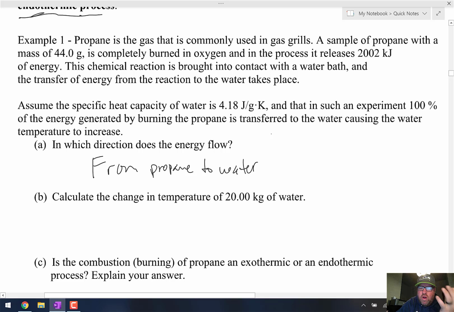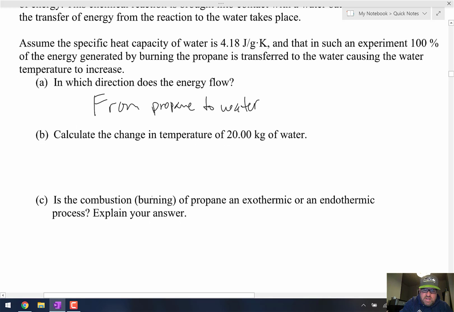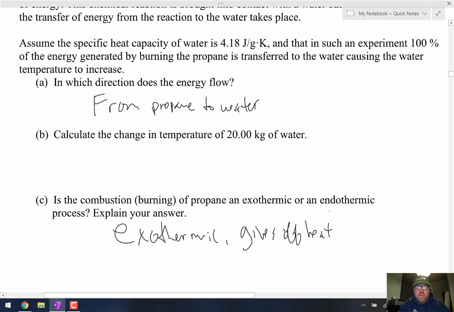How do we know that? Because the temperature of the water is going to increase. So the water is absorbing the heat, and the propane is giving off the heat. You could think of the water as an endothermic process, since it's absorbing heat. Whereas part C: the combustion of propane, is it an exothermic or endothermic process? That is an exothermic process. Explain your answer: because it gives off heat. It releases heat to the surroundings. In this case, the water is the surroundings.